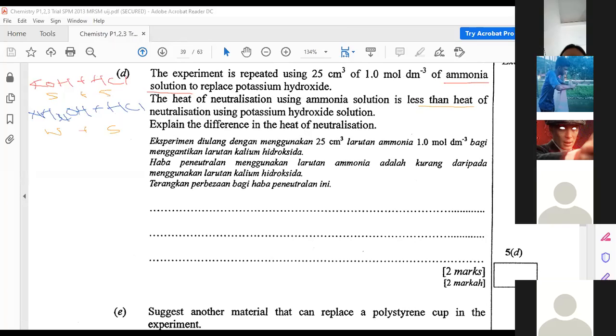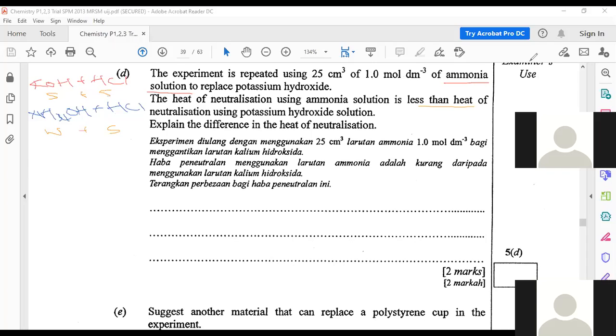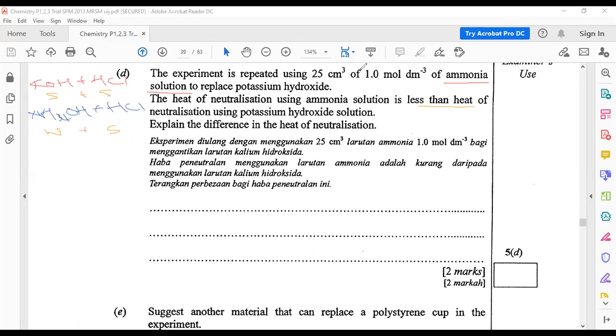I would like to get the first line of the answer from one of our friends. Who volunteers to tell your answer? Should we listen to Yan Jun? Yan Jun, what is your answer? The potassium hydroxide solution is a strong alkali, while the ammonia solution is a weak alkali.